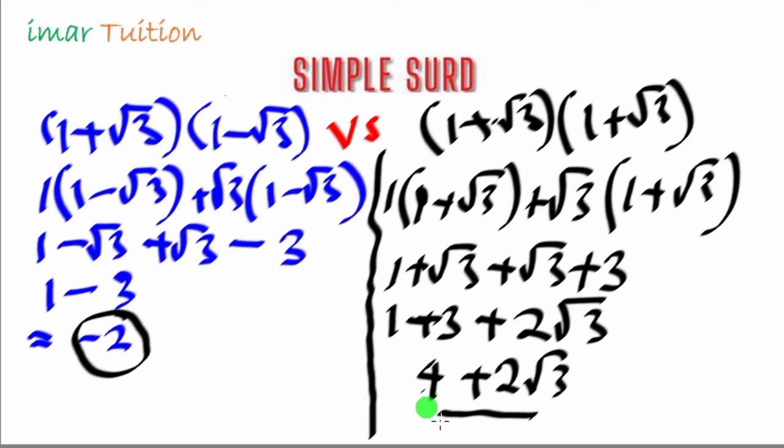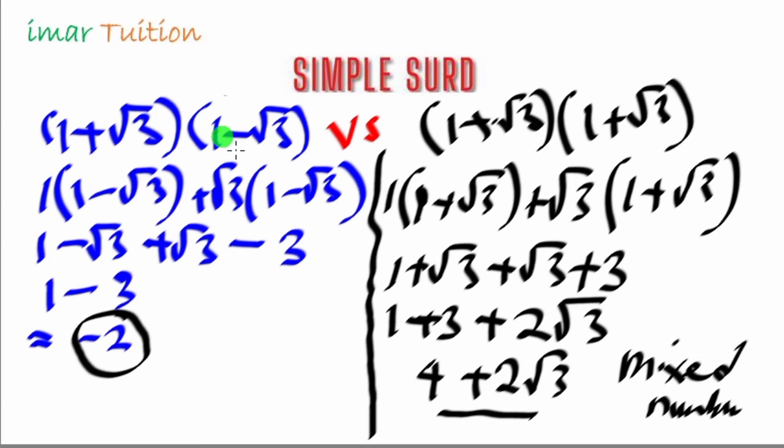This one is called a mixed number. We have numbers mixed with a surd, right? Here we have a whole integer. So it's found that this and this, they are opposite expressions. They are called conjugates. Here, 1 plus root 3 is the conjugate of 1 minus root 3.